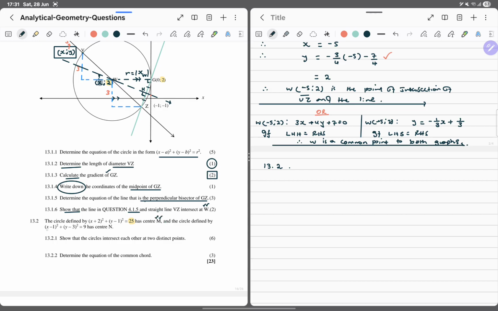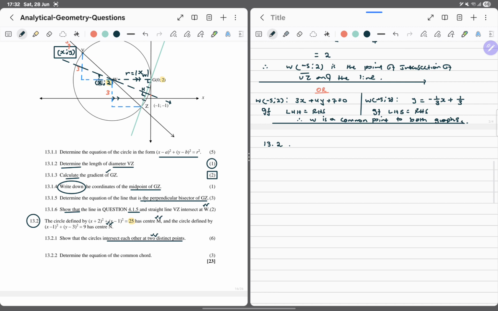And the circle defined by (x minus 1) all squared plus (y minus 3) all squared equals 9 has the center N, okay? No problem. Now the question says, show that the circles intersect each other at 2 distinct points. So this simply says question 13 is different from 13.1. Although that 25 wanted to catch us, it's actually not part of this question. Okay, it's a different question altogether.